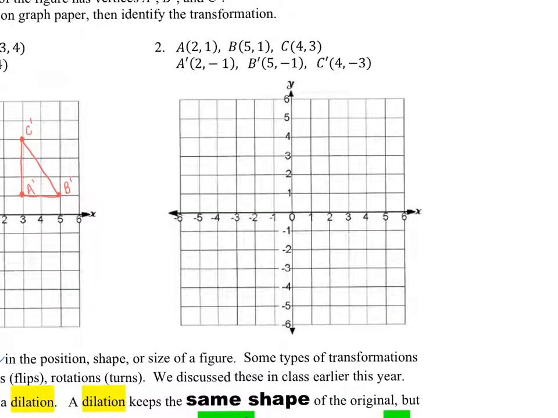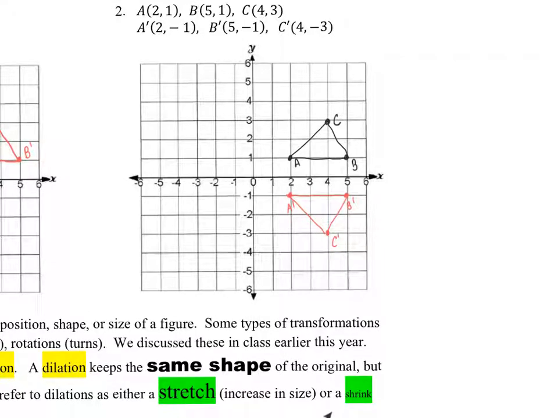Let's do the same for number 2 now. Plot your points. Notice the C dropped from the top to the bottom. That's how I know this is going to be a flip. This flipped over the x-axis, so this is a reflection over the x-axis.